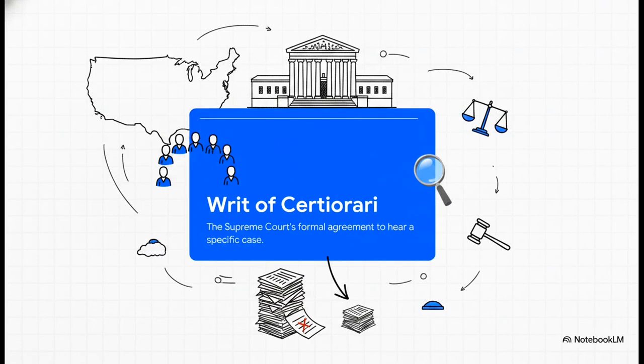Now, here is a crucial vocabulary term you are almost guaranteed to see on a test: writ of certiorari. The Supreme Court is made up of 9 justices, but they definitely don't hear every single case that comes their way. In fact, it's a tiny percentage. Instead, they grant a writ of certiorari, which is just a formal agreement to hear a specific case. They usually only do this when an issue involves a really critical, unresolved question of federal law or some major constitutional conflict affecting the entire nation.